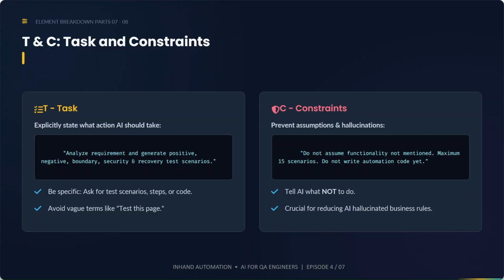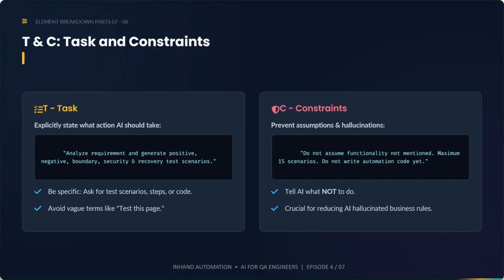Remember what we learned in episode 3, hallucination. AI generates something that sounds correct even when it does not have enough information. So if AI needs something to generate the test cases which is not provided in the requirement, AI will automatically assume it. And the moment assumption starts, hallucination begins. So clearly tell in your prompt that do not assume functionality which is not mentioned, and give the limitation, maximum 15 scenarios, and do not write automation code yet.